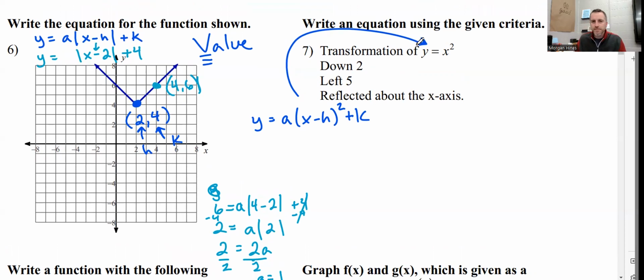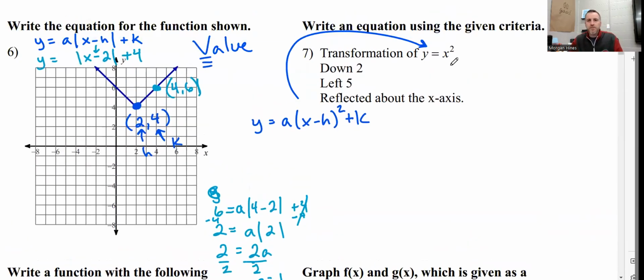Just erase the a. All right, another one, we're supposed to write an equation. It's moved down 2, it's moved left 5, and it's reflected about the x-axis. What's that mean? It means that a is negative, whatever it was. So if it starts as x squared, then it's going to be just negative 1. It doesn't say anything about a stretch, which is what a does. So a is just negative 1.